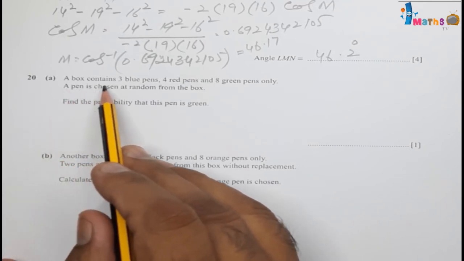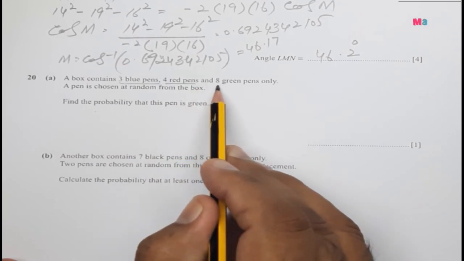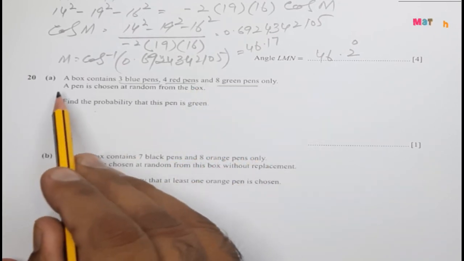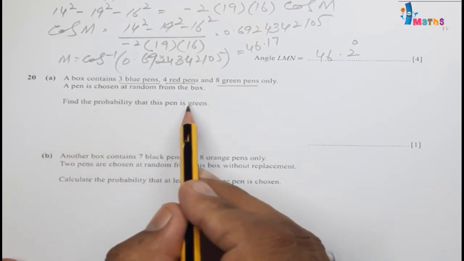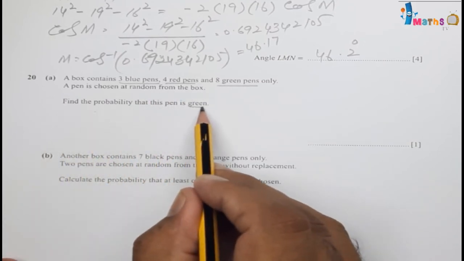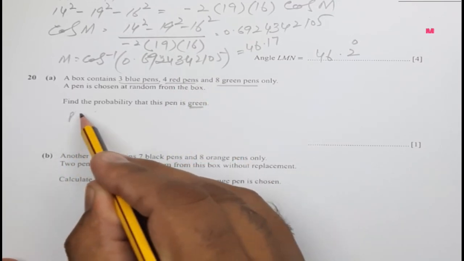A part: a box contains 3 blue pens, 4 red pens and 8 green pens only. A pen is chosen at random from the box. Find the probability that this pen is green. So green are 8.